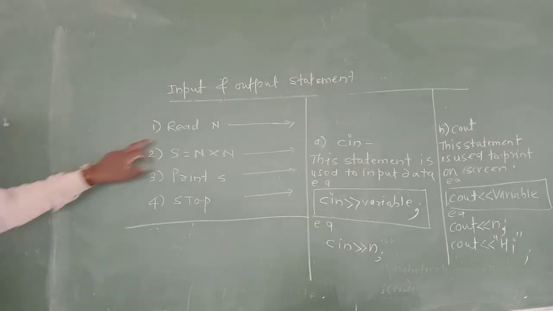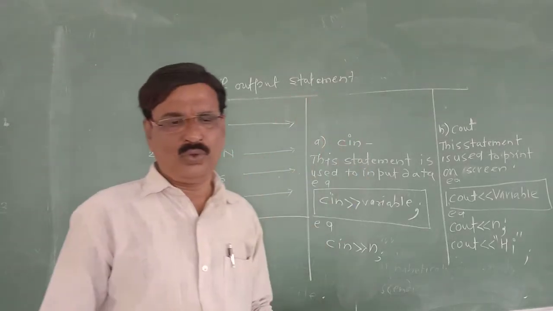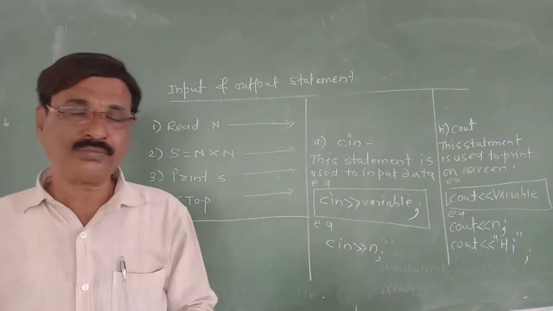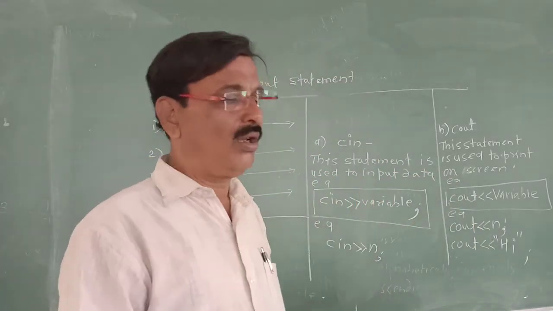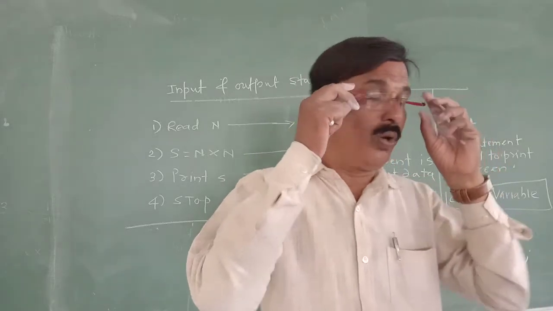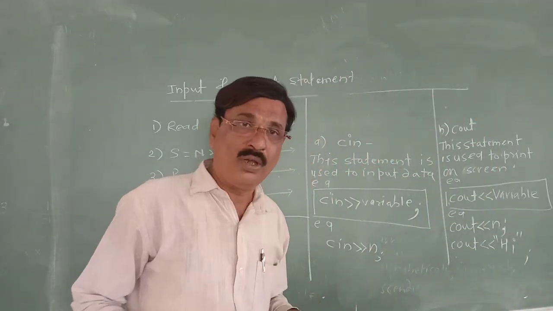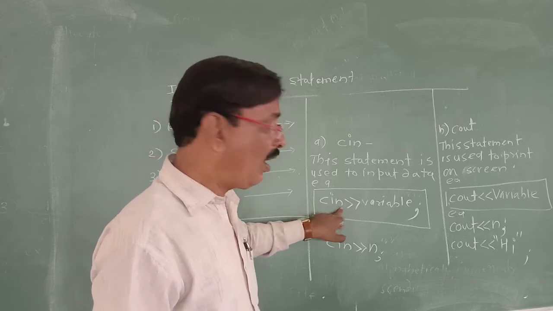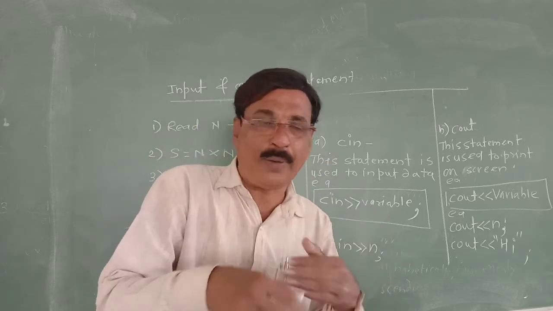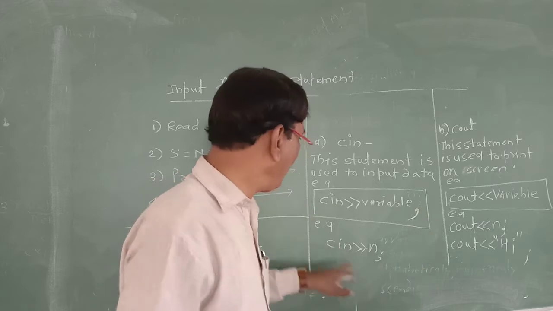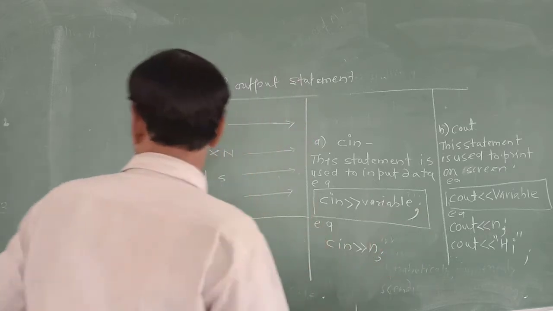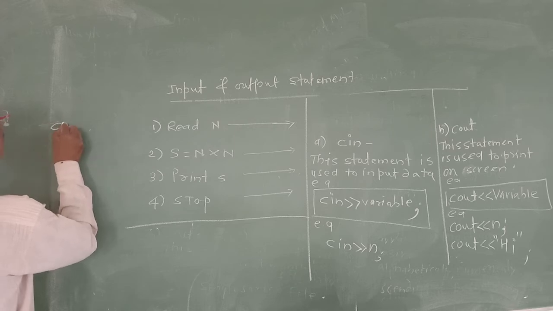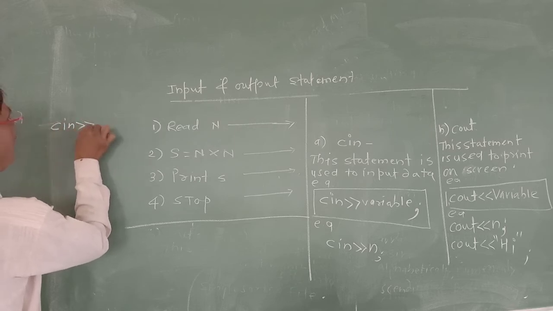Now, read n. To whom are we instructing? We are instructing the computer. What are we instructing? Read the data from the keyboard, where the keyboard is called the console, meaning console input. So we have to use cin. But where do we store whatever they input from the console keyboard? In a variable, say n. So here: cin >> n.